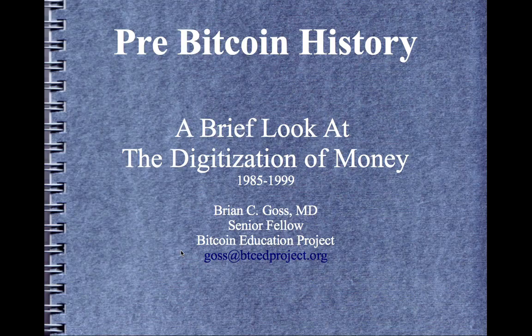Hello, welcome back for part 2 of my lecture on pre-Bitcoin history. In part 1, we covered prior attempts at creating digital currencies and demonstrated that individuals, corporations, and governments, including the US government, spent more than 2 decades working on the topic before Bitcoin even existed.